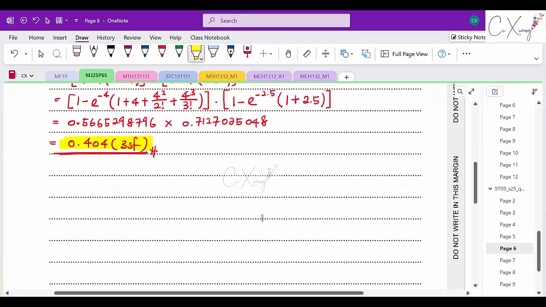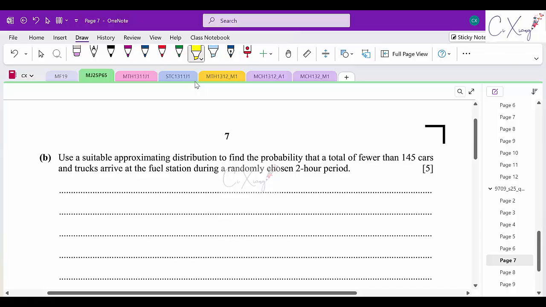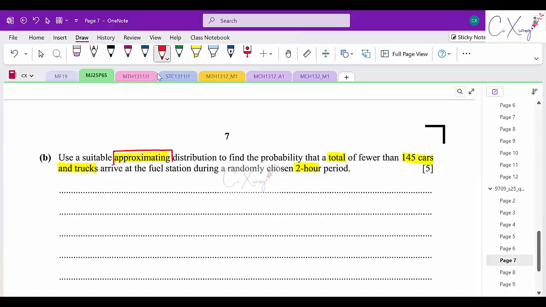Then let's continue to part B. Using a suitable approximating distribution, find the probability that a total, highlight the keyword total, a total of fewer than 145 cars and trucks arrive at the fuel station during a randomly chosen 2-hour period. Okay, there are a few important keywords here. The first one is approximating distribution. You are having Poisson originally, right? Then what can you change it to? In our syllabus, we can change Poisson to normal. Then we are focusing on total vehicles, and we're also focusing on the 2-hour period.